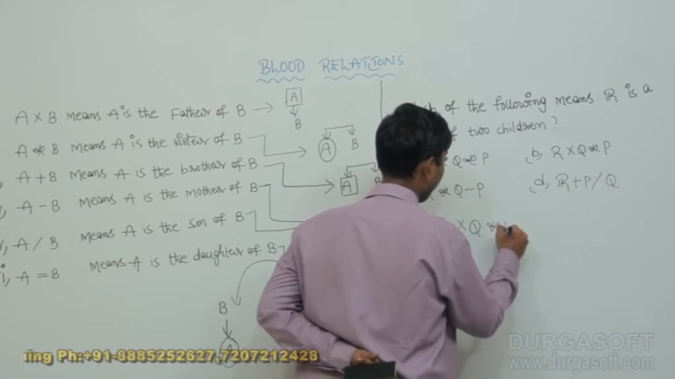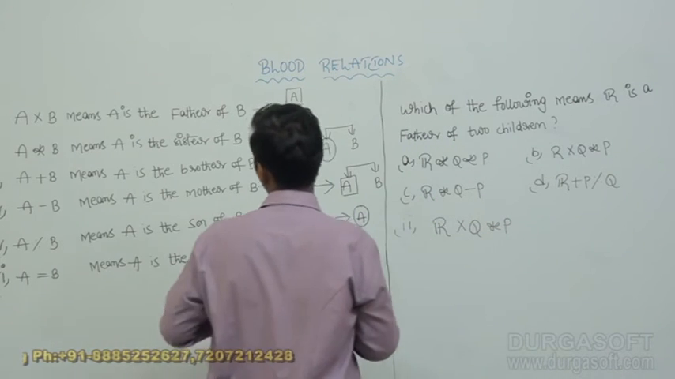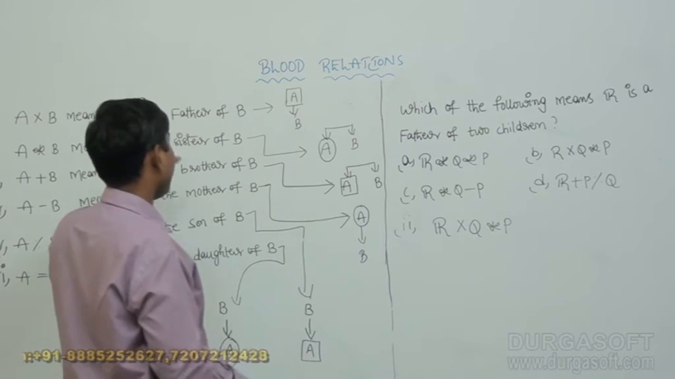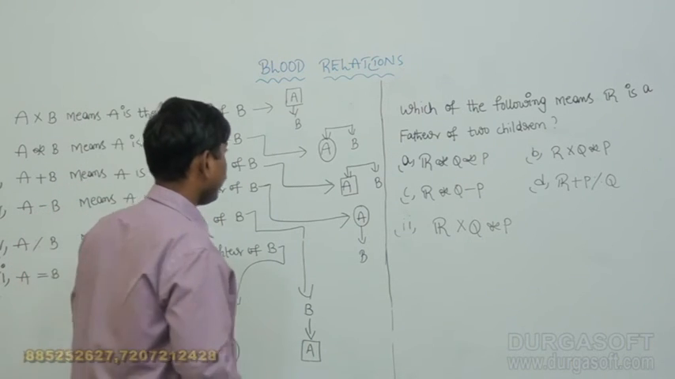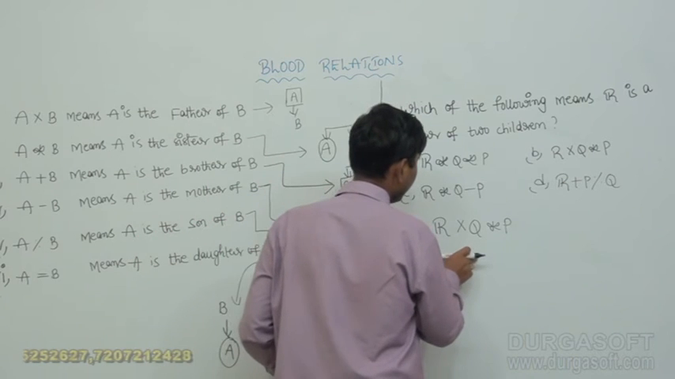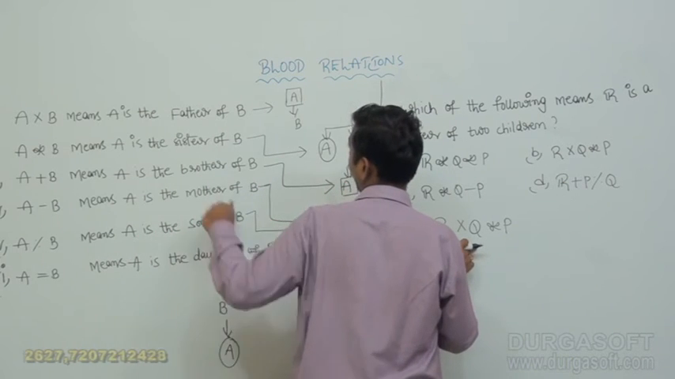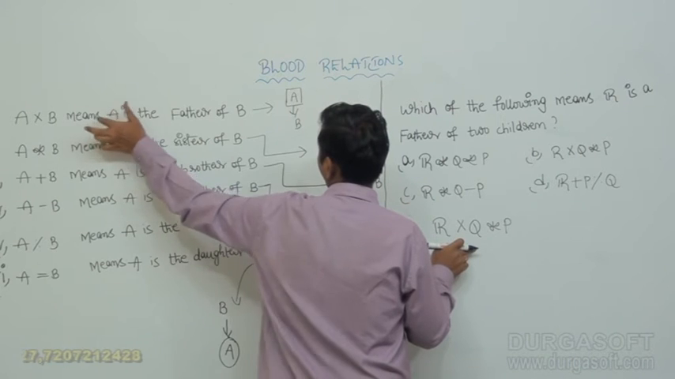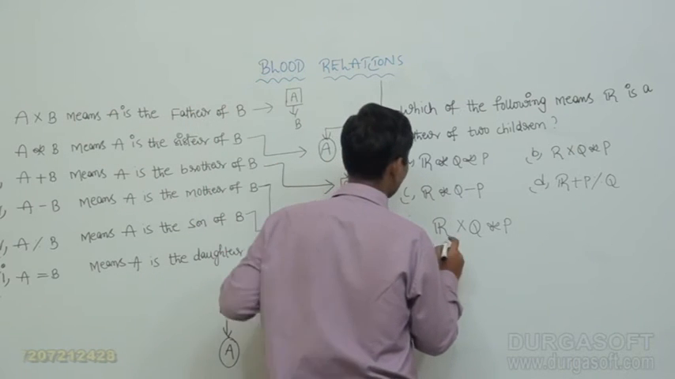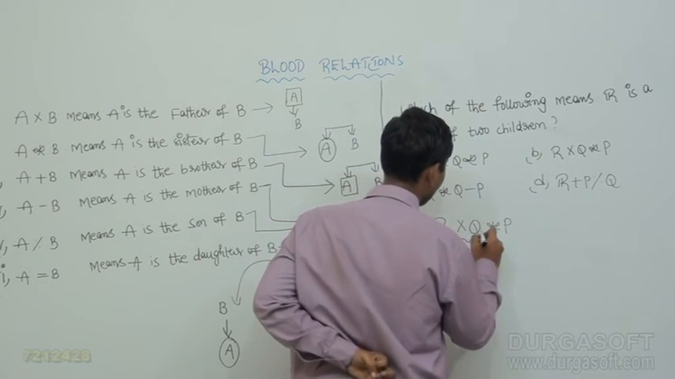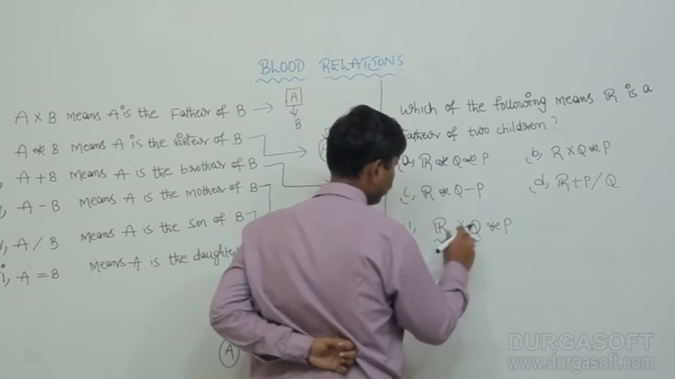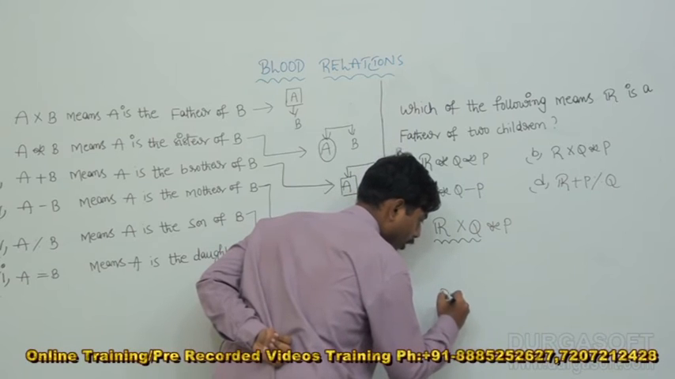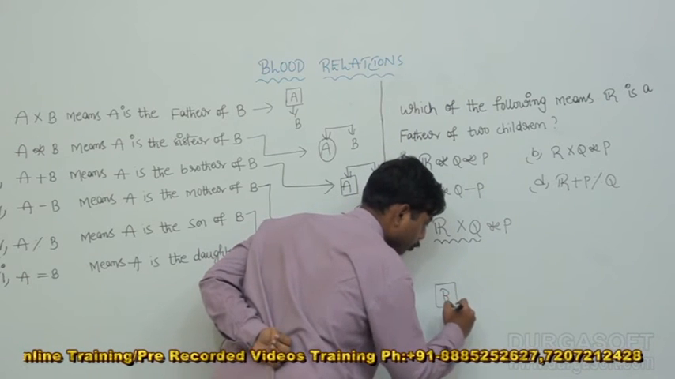Q star P. A into B means A is the father of B. Like that only, R into Q means R is the father of Q.